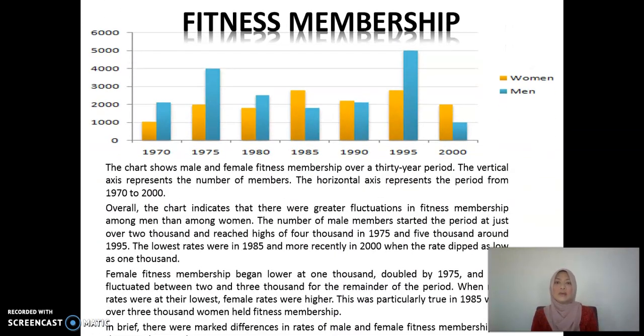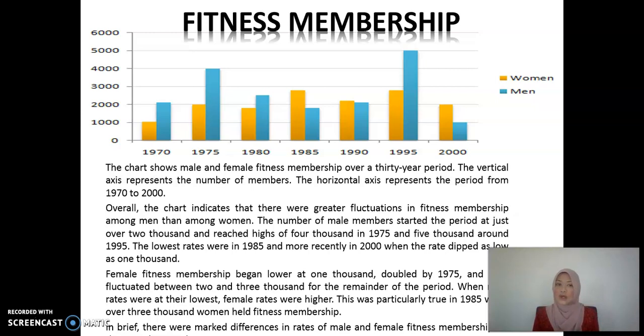This is another example of technical communication. You have a chart about fitness membership that indicates male and female fitness membership over a 30-year period. The vertical axis represents the number of members. The horizontal axis represents the period from 1970 to 2000. So you have a clear introduction here.